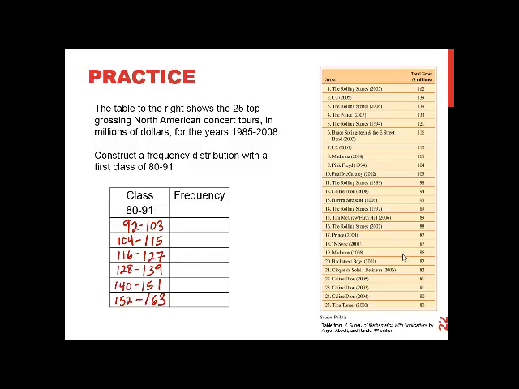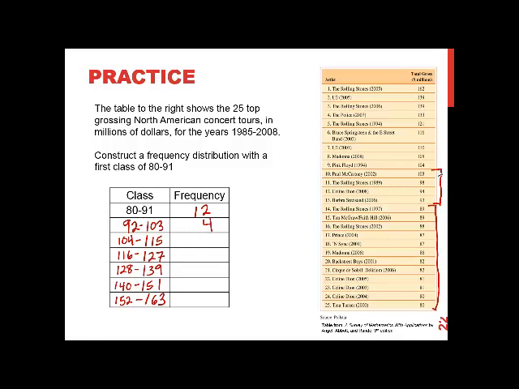As I said, these are already in order, so it makes it easy to collect. Our 80 to 91 class has 1, 2, 3, 4, 5, 6, 7, 11, 12. Our 92 to 103 class has 4.